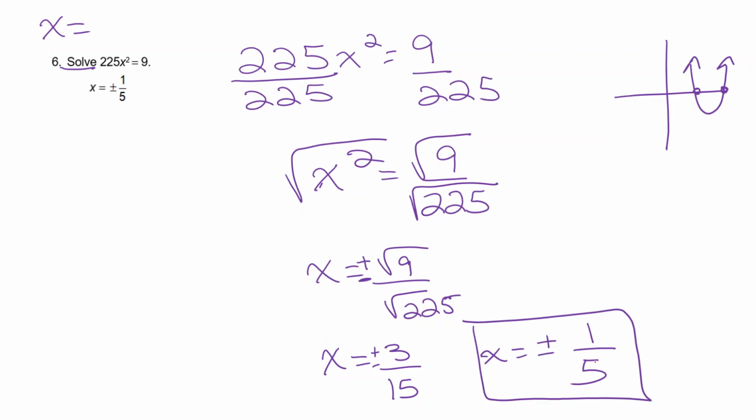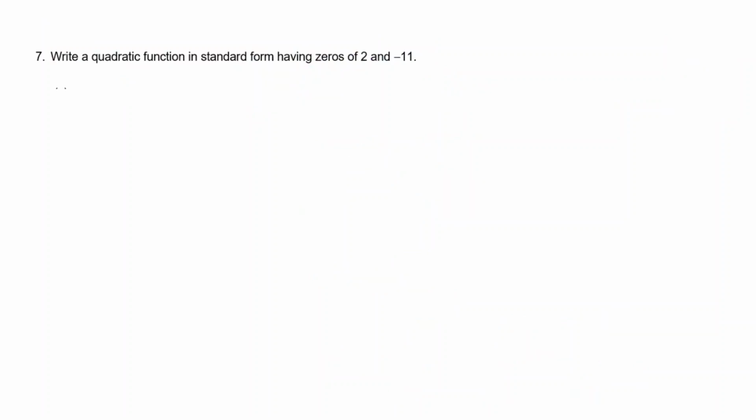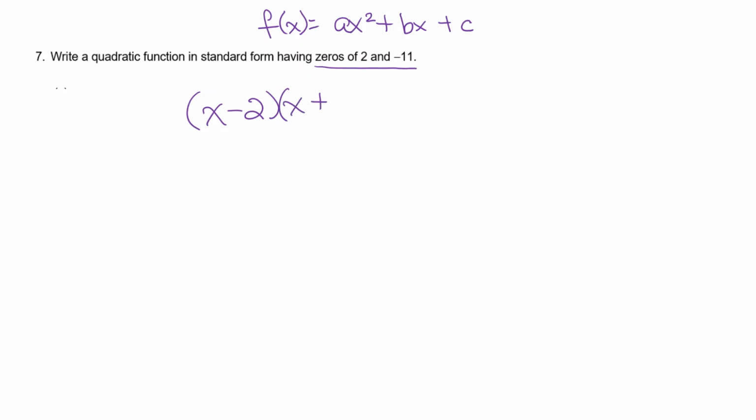All right, let's go to the next problem. Number 7, write a quadratic function in standard form having zeros of 2 and negative 11. So remember, the quadratic function in standard form is ax squared plus bx plus c. All right, so we'll just call that f of x. We know that the zeros are 2 and negative 11, so it must have been x minus 2 times x plus 11 equals 0.